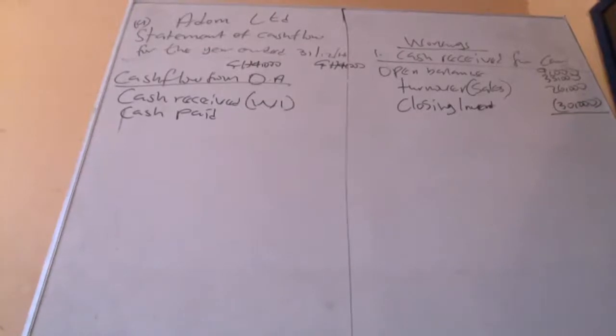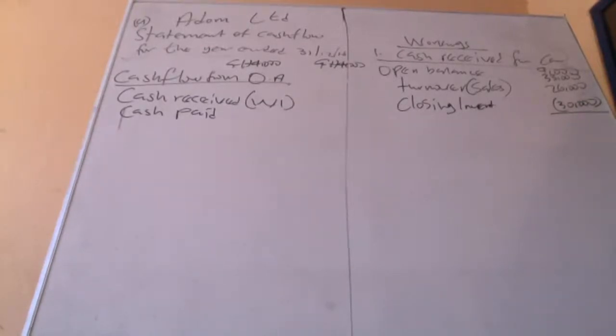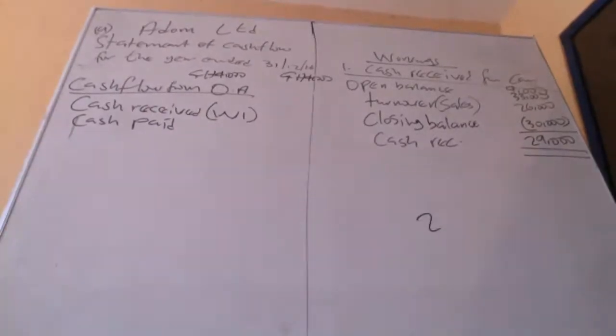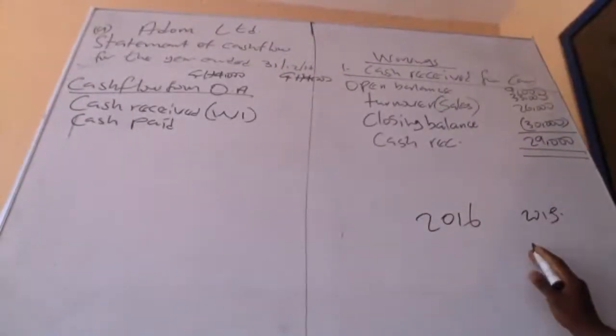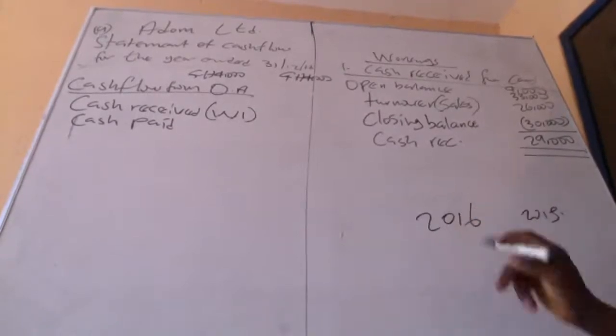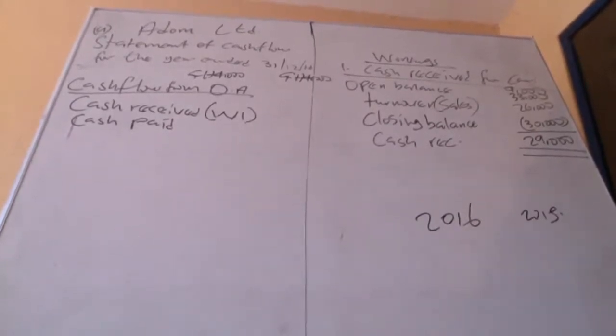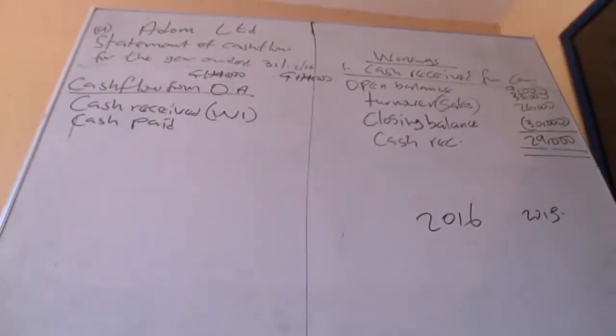If I'm preparing the cash flow for 2016, the open balance will be when? 2015, the previous year, becomes the open, and 2016 becomes the closing. So the cash received from customers will be 29,000. Agreed. I like that.